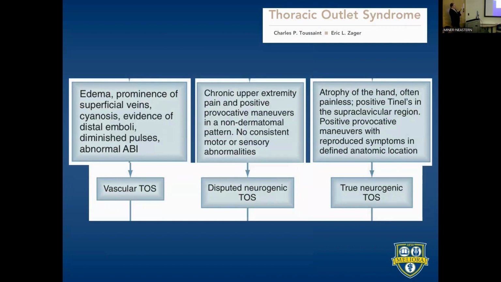So in the vascular TOS, you have edema, prominence of superficial veins, cyanosis, distal emboli, abnormal AVI, depending on whether it's arterial or venous. In the true neurogenic TOS, you have atrophy of the hands, you have Tinel's, you have provocative maneuvers, which correlate. In the disputed TOS, which I would argue is not TOS, you have chronic pain in the upper extremity, you still have positive provocative maneuvers, and sometimes you can do anything basically and it'll produce the pain, but you have no consistent motor sensory abnormalities and your testing is normal.